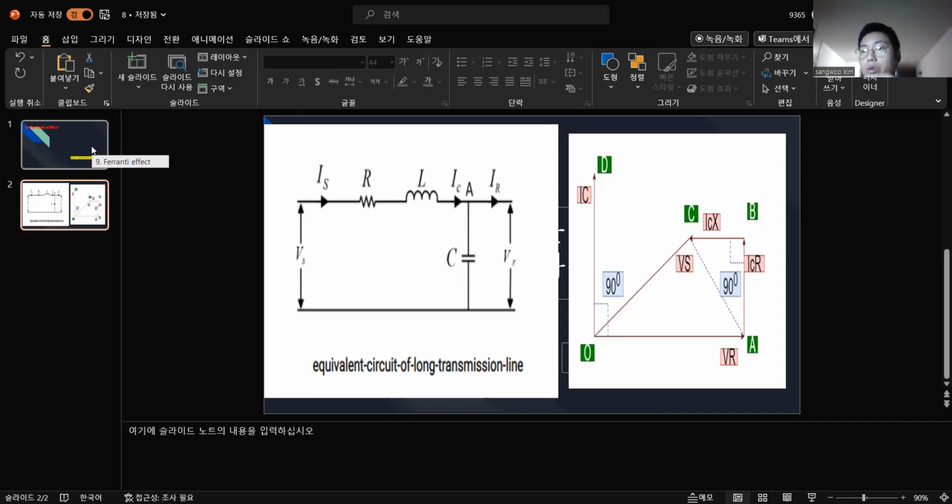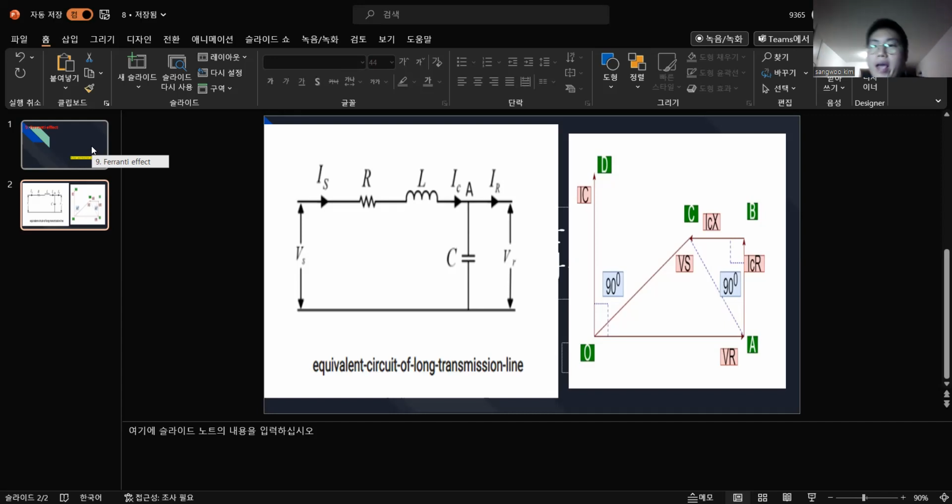At night we don't use as much load compared to the daytime. The power demand at night is less than in the daytime, right? Or it could be a no-load situation on the long-distance power line.